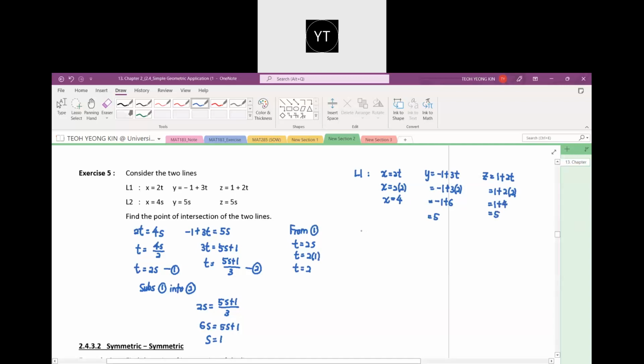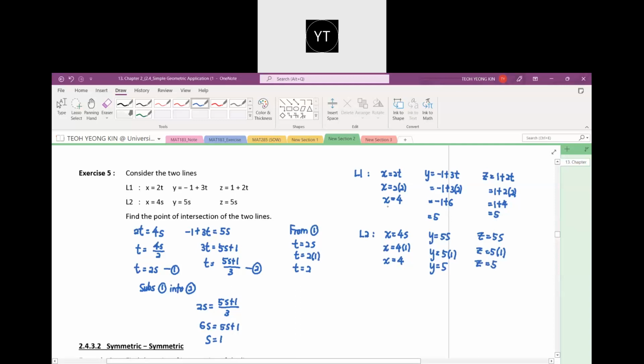If we base on our L2, line 2, x is equal to 4s. Again our s is equal to 1, so x is equal to 4. For y, y is equal to 5s, where our s is equal to 1. So 5 times 1, y is equal to 5. And then finally, z is equal to 5s, so z is equal to 5 times 1, z is equal to 5.